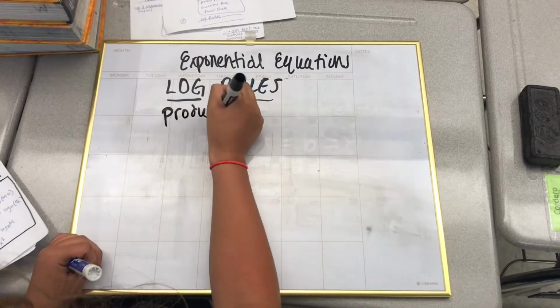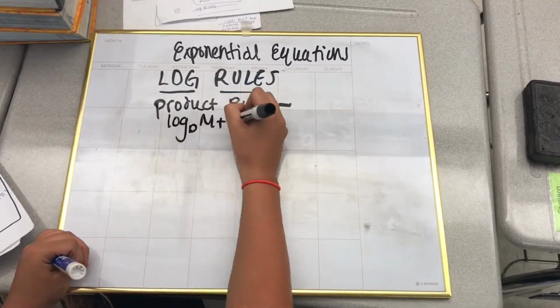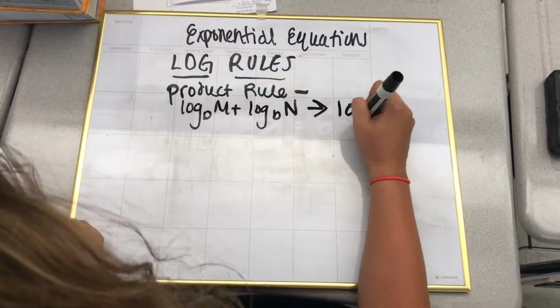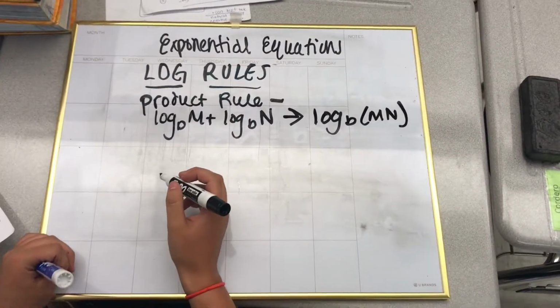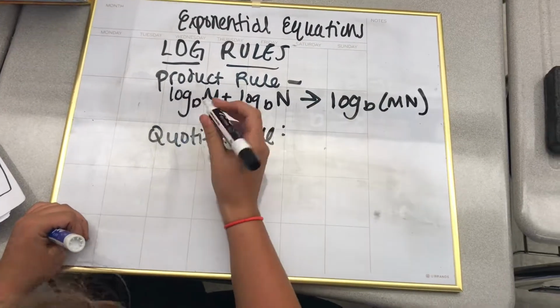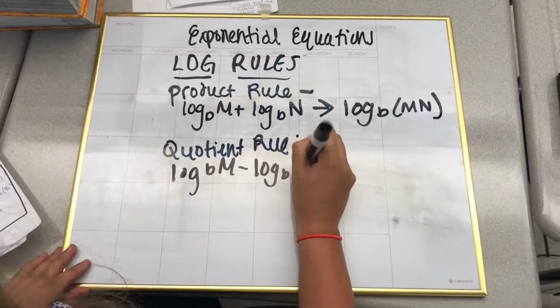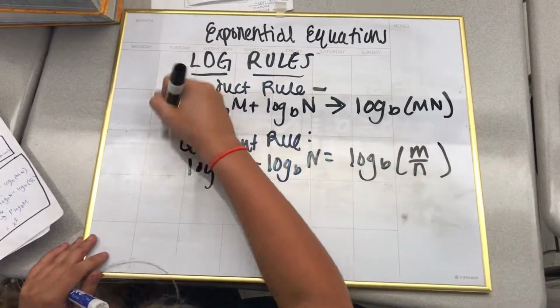Here are some log rules, which will also help you solve these types of problems. The first one is the product rule, which basically says if you have two logs being added together, in this case the m and the n would then be multiplied. The quotient rule is very similar to that. If you have two logs being subtracted from each other, the m and the n in this case would be divided by each other, and those would be represented by real number values in an equation.